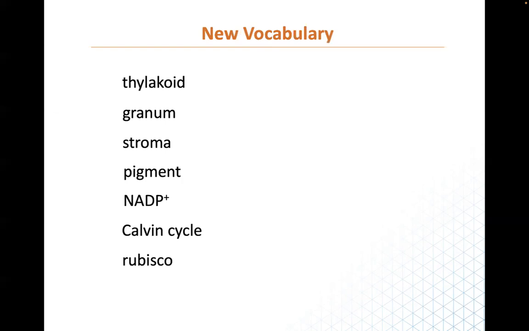Among the key new vocabulary we're supposed to understand in this section are thylakoid, granum, stroma, pigment, NADP+ (this is not the same as NAD+), carbon cycle, and rubisco.